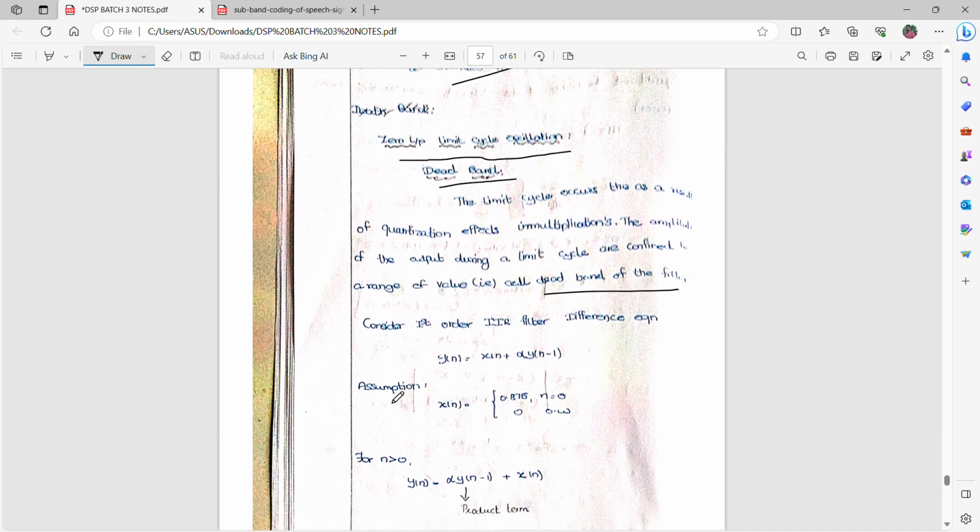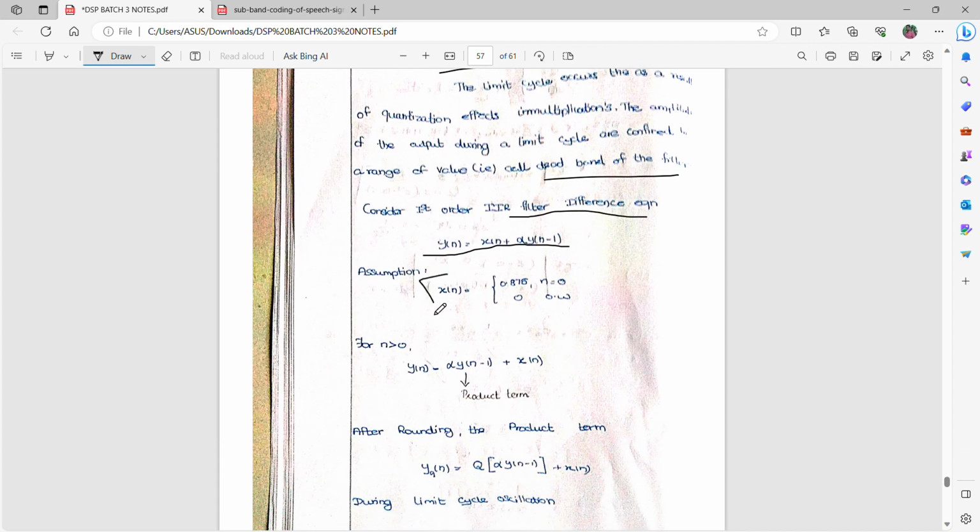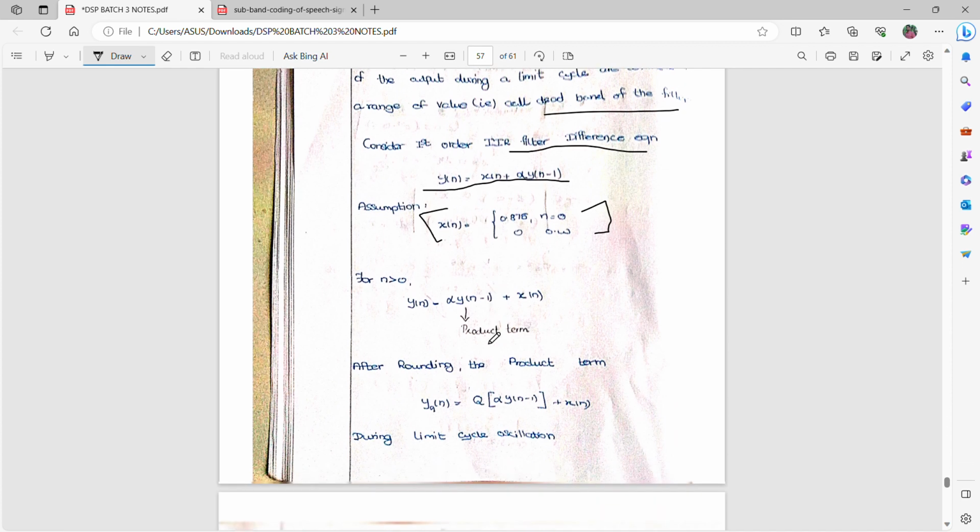Okay, let us consider the IIR filter difference equation. As we all know, y of n is equal to x of n plus alpha into y of n minus 1. So let us assume that the x of n value is 0.875 for n equal to 0, otherwise 0. So let's take the first condition, that is for n greater than or equal to 0, y of n equals alpha into y of n minus 1 plus x of n, where alpha into y of n minus 1 is considered as a product term.